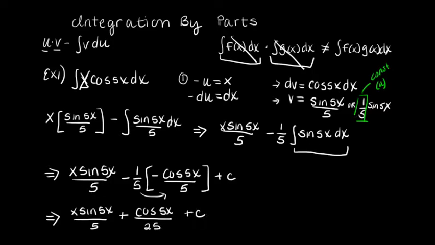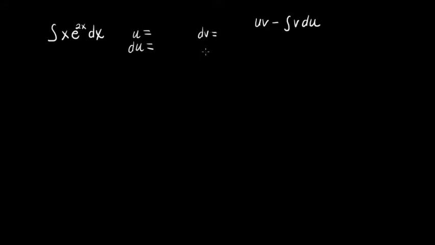All right, so let's go on to another example. We are going to integrate x e to the 2x dx. Let's go ahead and write up our cheat sheet up top: uv minus the integral of v du. All right, step number 1: we have a u, du, dv, and a v.